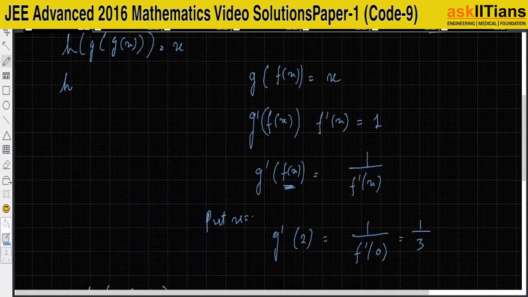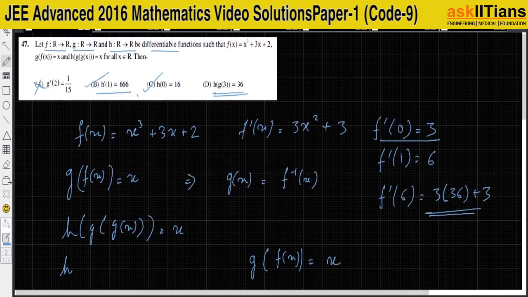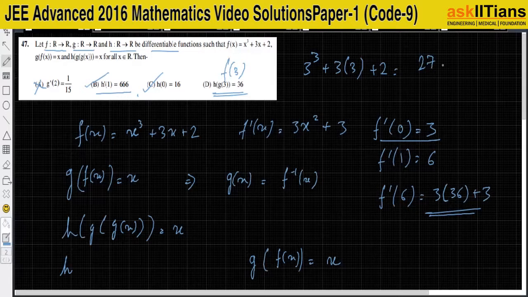So h of g3 is nothing but f3. So just find out f3. f3 will come out to be 3 cube plus 3 multiplied by 3 plus 2. So this will be 27 plus 9 plus 2, so that's 11. So this will come out to be 38. So this is not correct. It's given 36. So correct answers would be B and C.